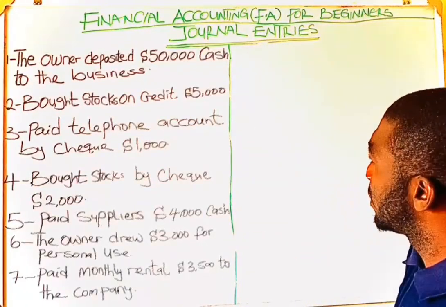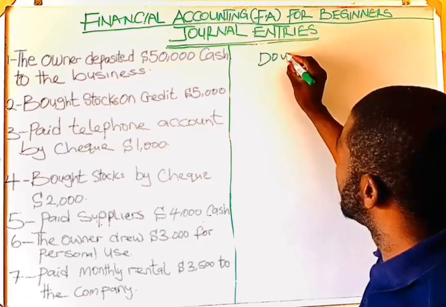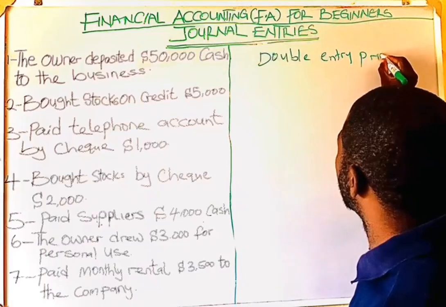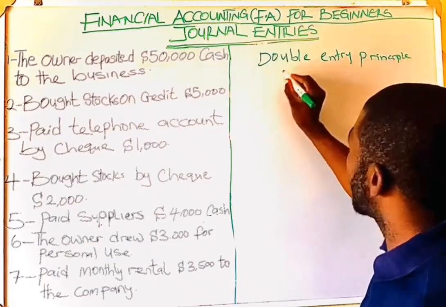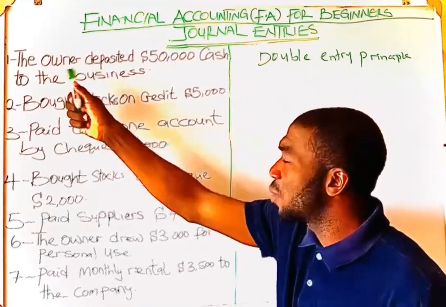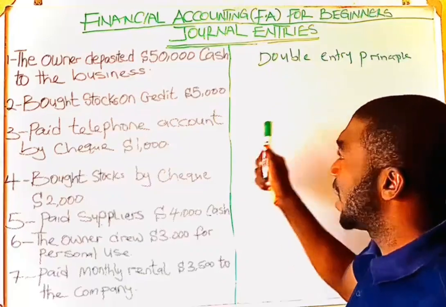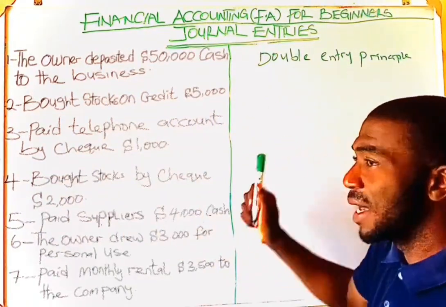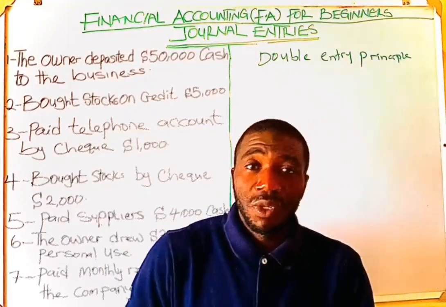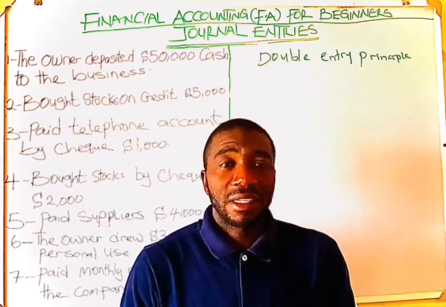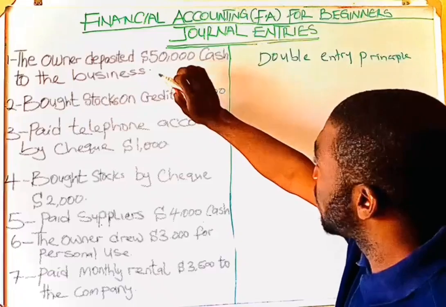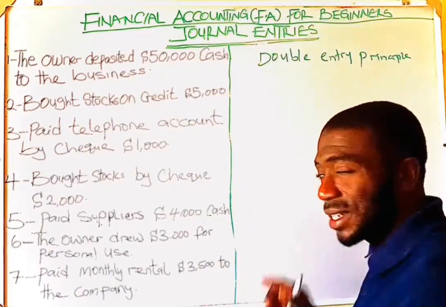Before going to the journal entries, please don't forget the double entry principle. For one transaction, we must identify two accounts, one account for the debit and the other account for the credit. Debit means any transaction that has to do with receiving, you debit it. Any transaction that has to do with paying, you credit it. So you must identify two accounts in a transaction. That is double entry. Simple.